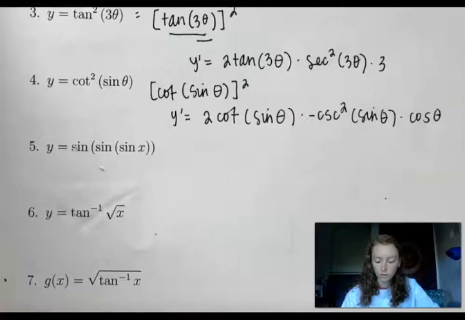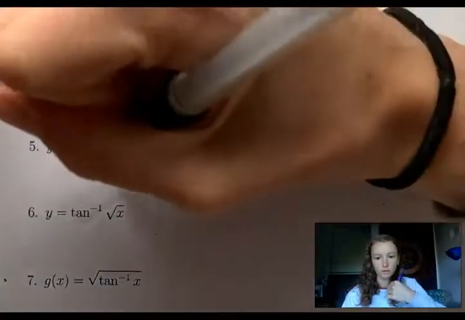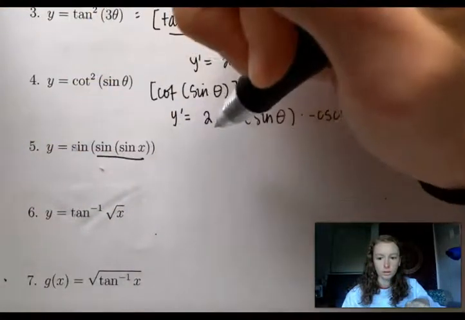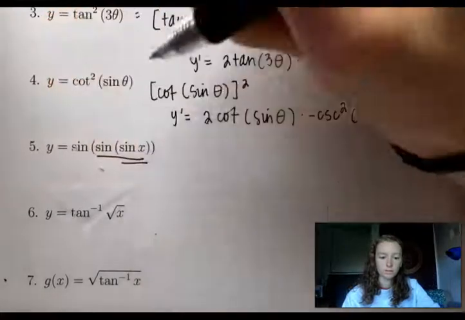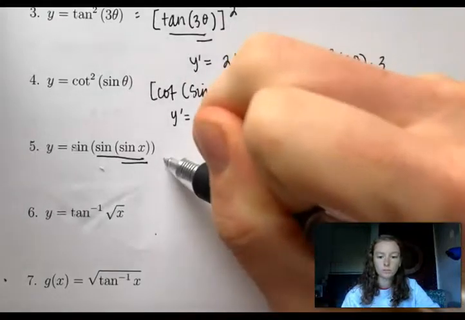Okay, so 5 looks hard, but it's not that hard. We just have 3 sine functions, basically. Okay, so I underlined the first inner function, and then we also have the second inner function. So there's just 3 functions, and it's just the chain rule.